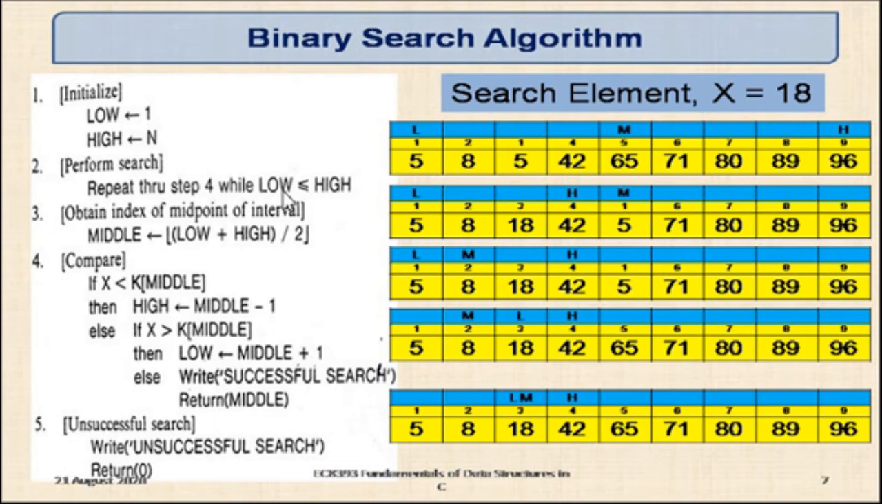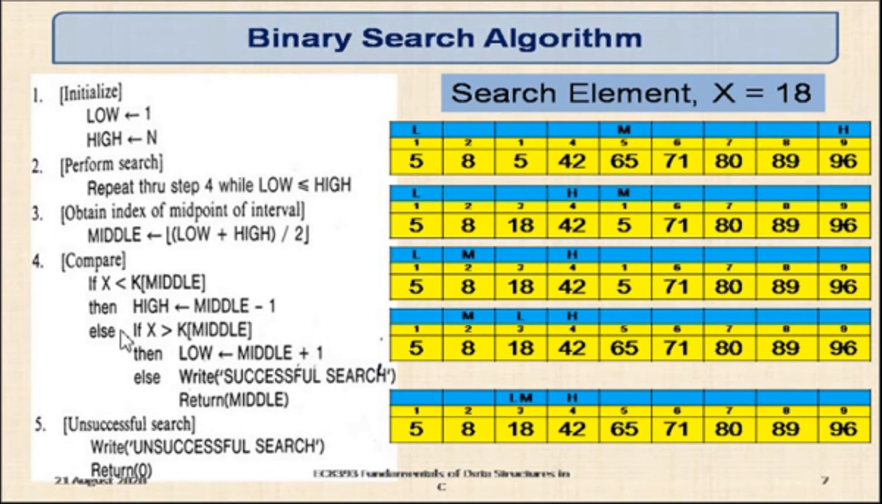Checks whether low is less than or equal to high. Low is 3, high is 4. So condition satisfies. Again, it calculates the middle value for the new effective array. So 3 plus 4, 7 by 2, 3.5. Let us take only the integer part. So 3. So the new middle location is 3. Middle point is also placed at the third location.